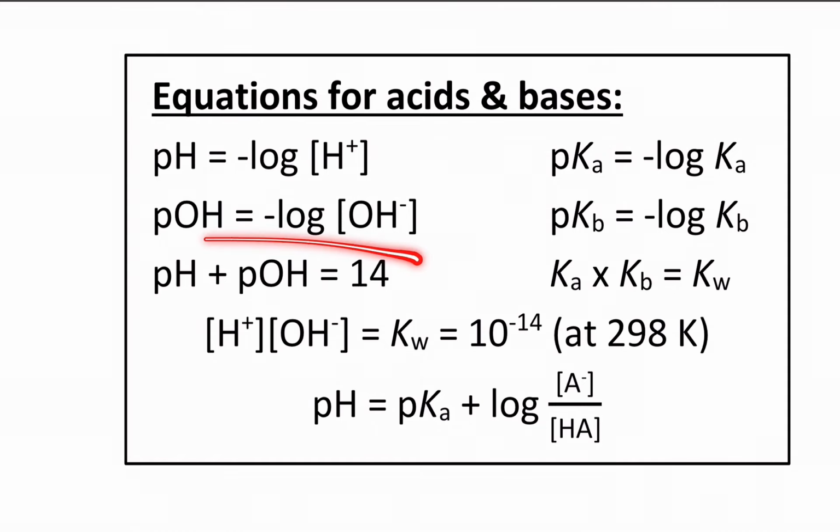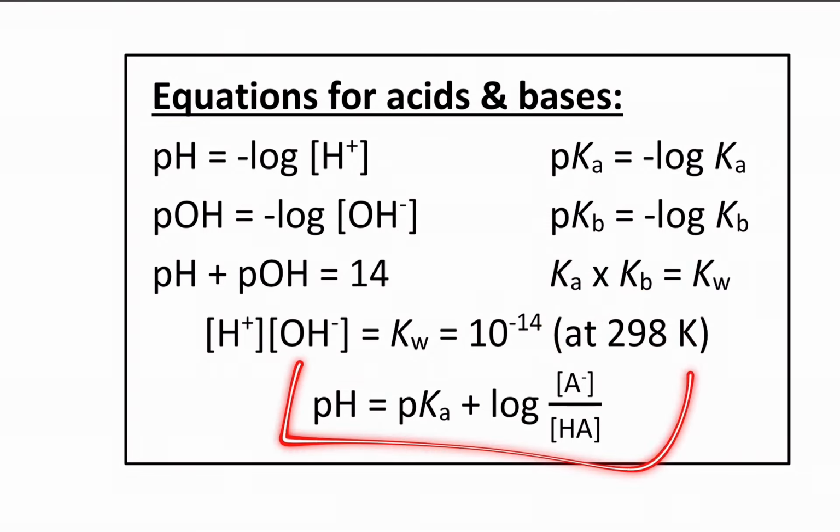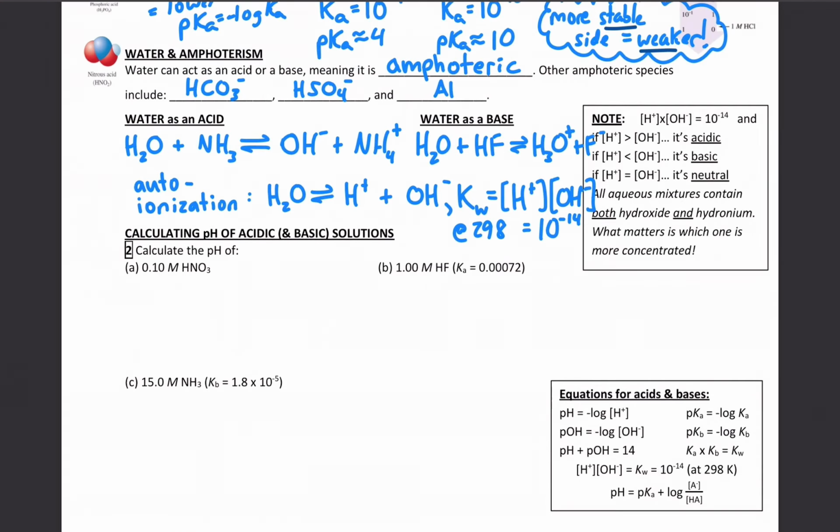At 298 Kelvin, the sum of pH and pOH is 14. That's really only at 298 Kelvin. And then there's the Kw expression we just learned. This equation, called the Henderson-Hasselbalch, we'll get back to later. Just tuck it under your hat for now, and we'll come back to that when we learn about buffer mixtures.